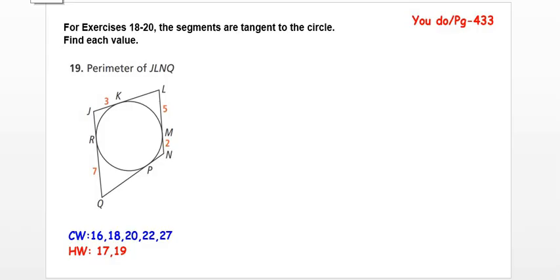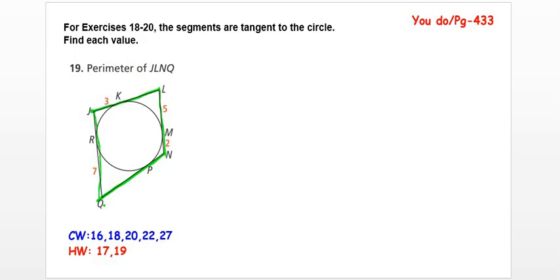Here is another very easy question. They want us to find the perimeter of this quadrilateral JLNQ. Where is JLNQ? Let me show you. This is J, so you have to find how long is JL, and then how long is this one, how long is this one, and how long is this one.